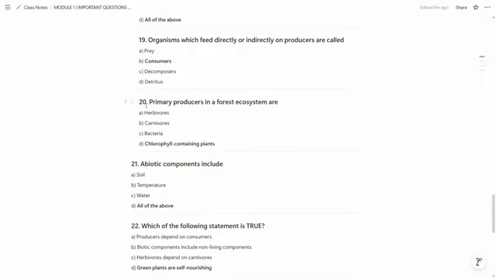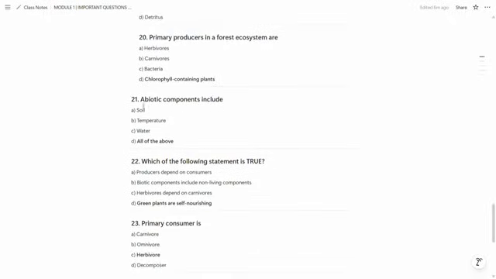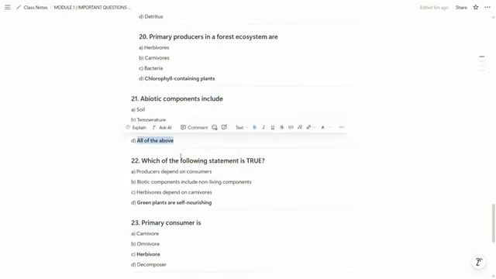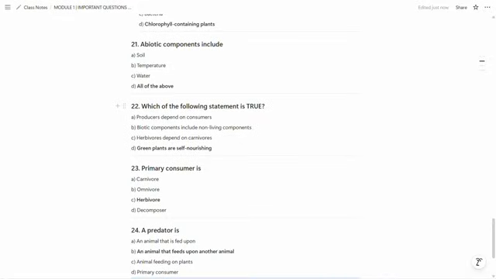Now coming to 20th question, which is, primary producers in a forest ecosystem are chlorophyll containing plants. So D option is correct. Now abiotic components include soil, temperature, water. All of the above is the correct answer. So now the 22nd question is, which of the following statement is true? So D option is correct option, because green plants are self-nourishing.